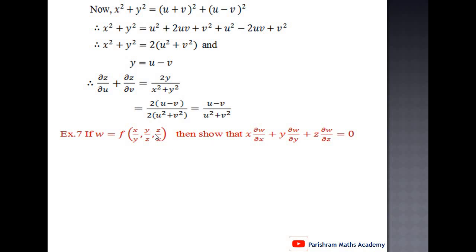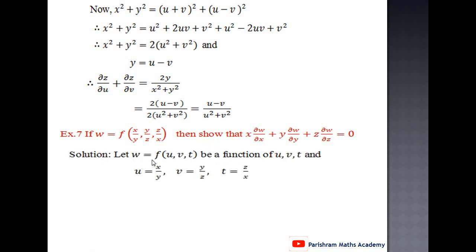Next, if w equals f(x/y, y/z, z/x), then show that x ∂w/∂x + y ∂w/∂y + z ∂w/∂z equals 0. Solution. We can take w equal to f(u, v, t), a function of u, v, t, and u equal to x/y, v equal to y/z, and t equal to z/x.